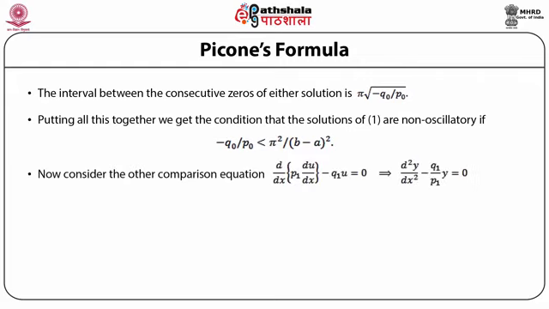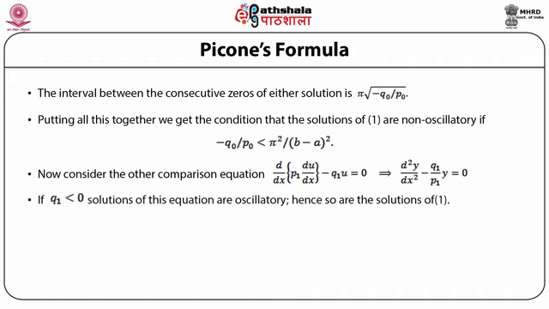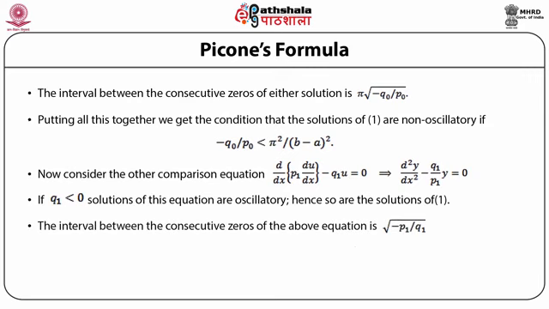Now consider the other comparison equation given as d by dx of (p1 into du by dx) minus q1 into u is equal to 0. The equation may be simplified as d2y by dx square minus q1 by p1 into y is equal to 0. The solutions of equation 1 will oscillate at least as rapidly as those of the above equation. If q1 is less than 0, the solutions of this equation are oscillatory, hence so are the solutions of equation 1. The interval between the consecutive zeros of the above equation is pi into square root of minus p1 by q1.